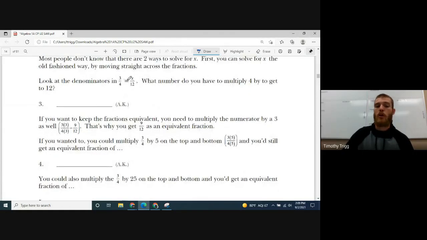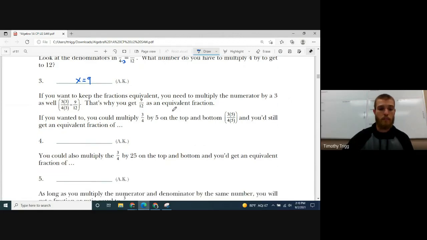Is there another way we could have solved this one here, finding x? Yes, we could say, what do I need? This denominator is 4. What do I need to multiply to get to 12? You can multiply by 3, and that'll give you 12. And I multiply the top by 3 to get this numerator. That gives you that x equals 9. So that's another way we could solve it. This one requires perhaps a little more thought, and it may be tricky if the fractions aren't easy to work with. But we could always use the first method with the cross multiplication.